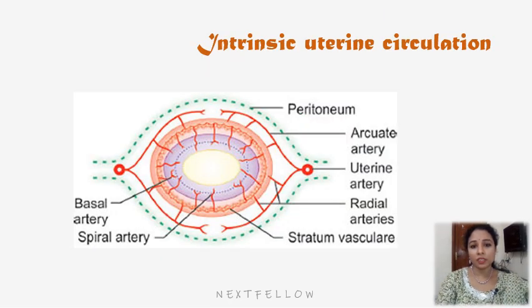Here we can see the uterine artery on each side within the broad ligament, dividing into arcuate arteries. You can see them on each side, anterior and posterior, which further give rise to radial arteries. We can see here the radial arteries, and they divide to form the stratum vasculare within the wall of the uterus.